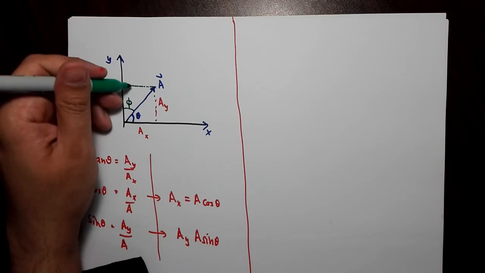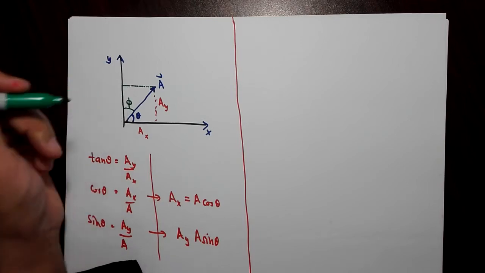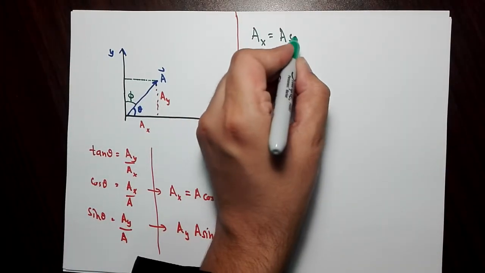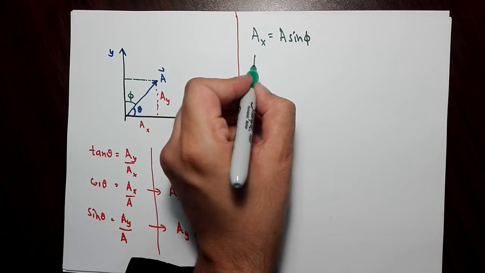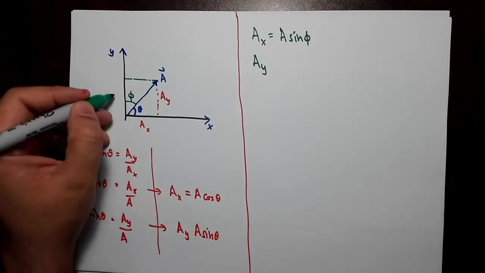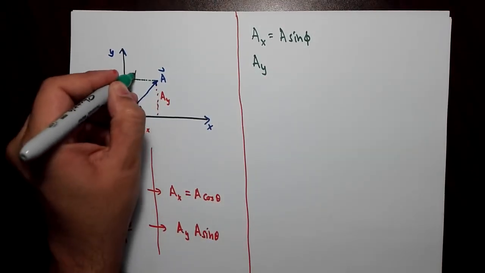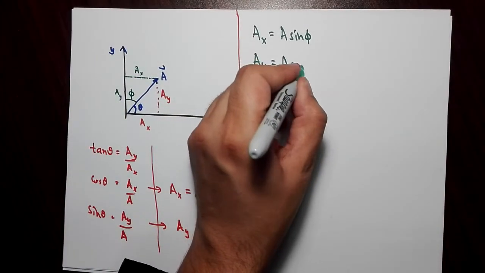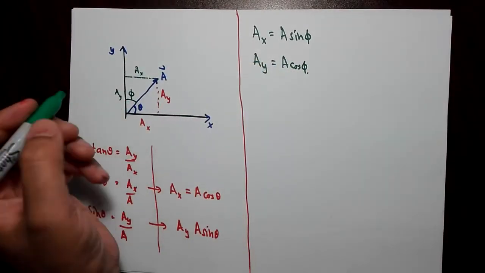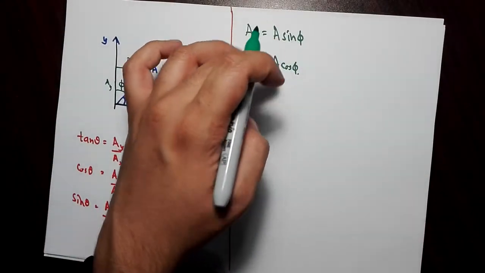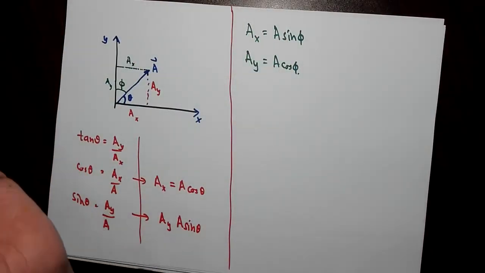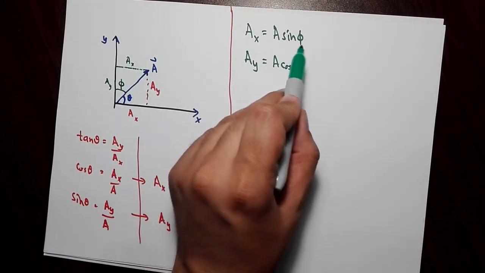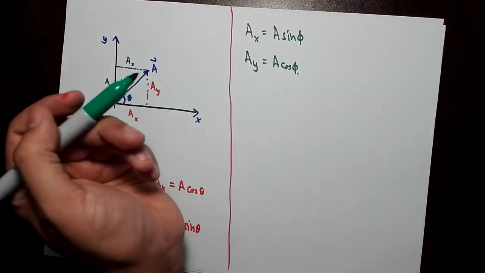But now, if you want to write Ax in terms of phi, remember the side opposite to the angle always has a sine. So in this case, Ax is A sine phi, and Ay is A cosine phi. So now you have flipped the sines and the cosines. Ax is A cosine theta, and Ax is also A sine phi.